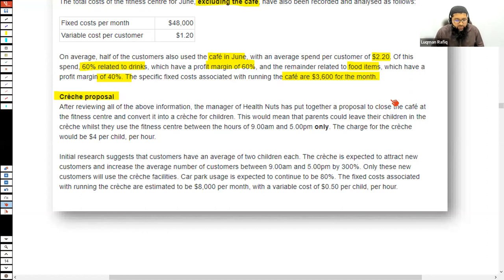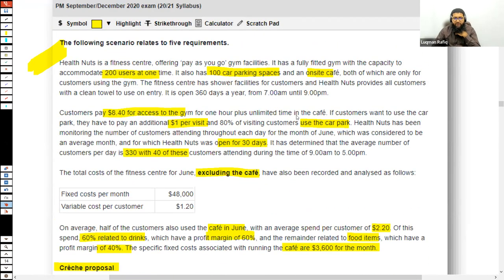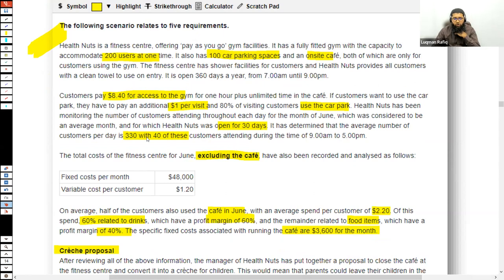It says creche proposals. After reviewing all of the above information, the manager of Health Nuts has put together a proposal to close the cafe at the fitness center and convert it into a creche for children. This would mean that parents could leave their children in the creche whilst they use the fitness center between the hours of 9 a.m. to 5 p.m. only. The number of customers who visit between 9 a.m. to 5 p.m. is 40 customers during this time period.